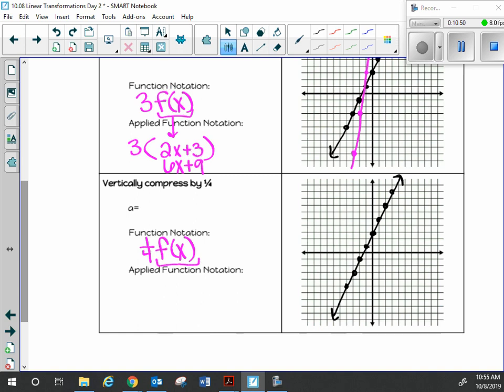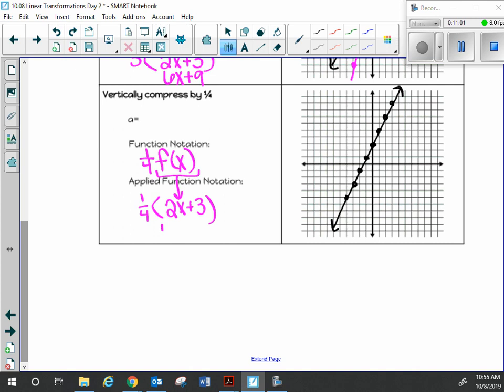So replace your function with your own 2x plus 3 and apply the 1/4. So now what is my new function? Plus 3/4. 3/4 isn't bad. You smooshed it. You smooshed the line.